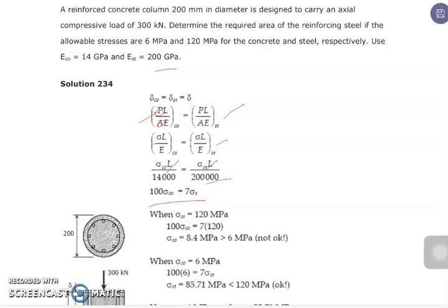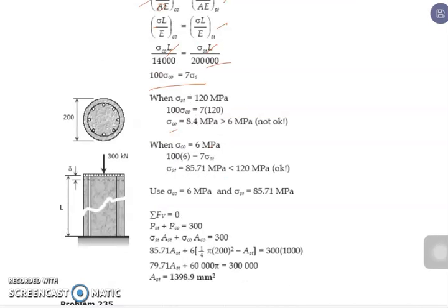So we're going to check the stresses on the concrete and on the steel. We are given the allowable stress for our concrete, which is 6 megapascal, and for the steel, which is 120 megapascal. Therefore, if we investigate the stress of the concrete, we simply have to substitute the value for the steel, which is 120 megapascal, to this equation.